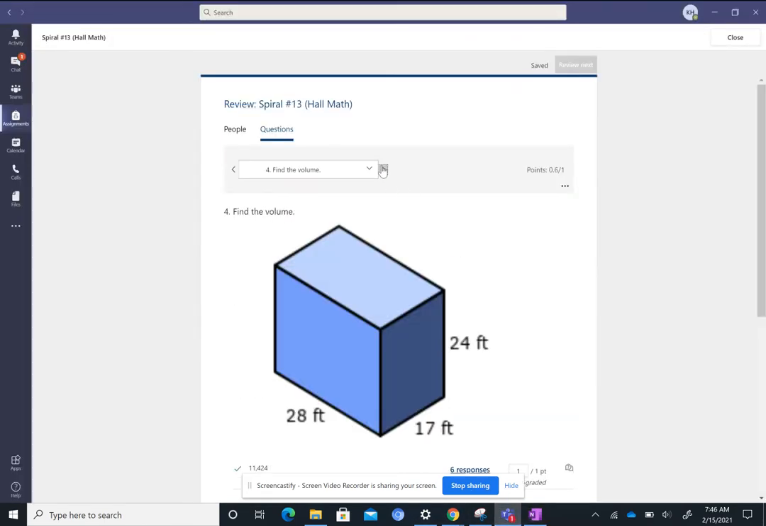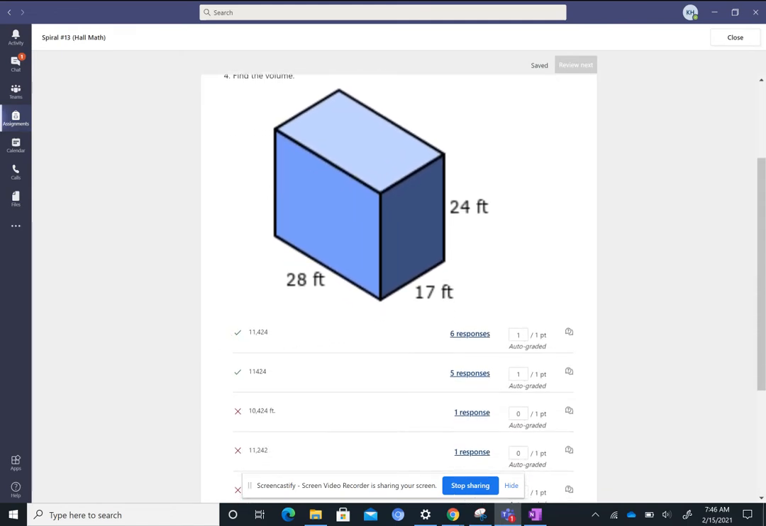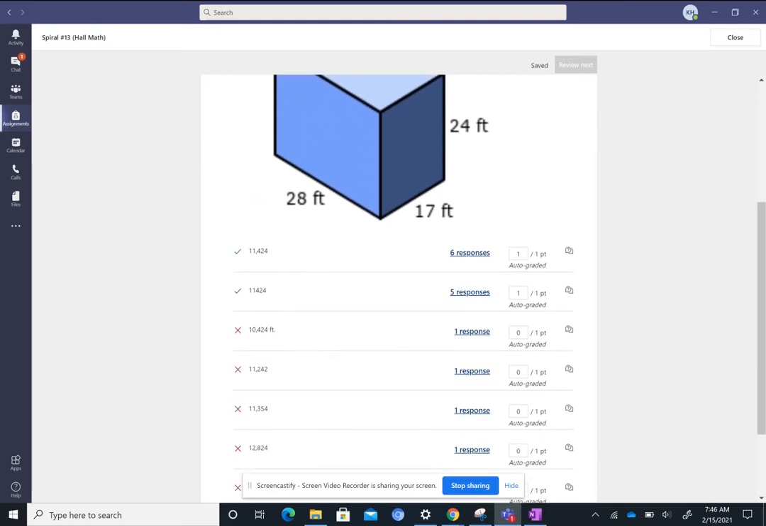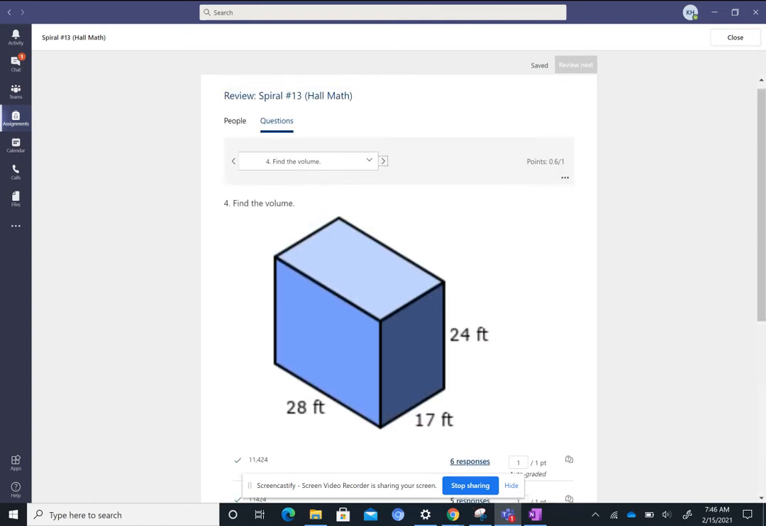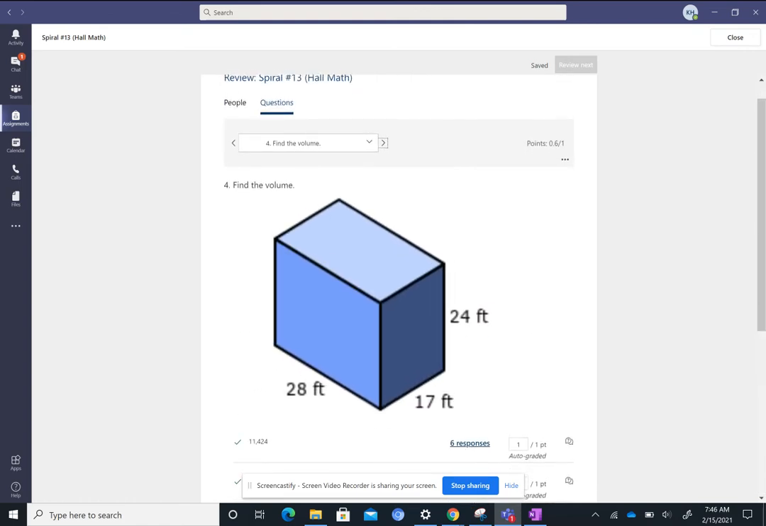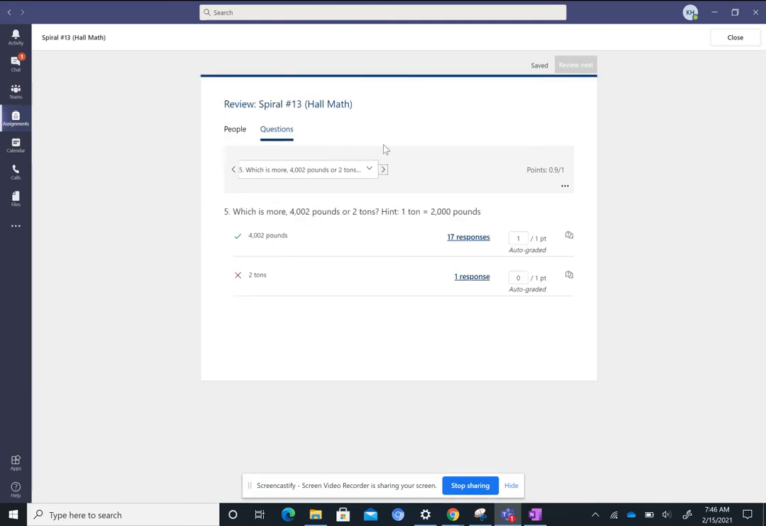Next question. This one, you just had to multiply all 3 of those numbers. So I'm not going to actually do this one, but most of us, it was a multiplying problem. Some of us had answers that were really far off, so I think that we added. So just remember that we need to multiply all 3 of those numbers. For number 5, most of us got this one right, which is more 4,002 pounds or 2 tons. 2 tons is 2,000 pounds, so 2 tons would be 4,000 pounds. So 4,002 pounds is just a tiny bit more.